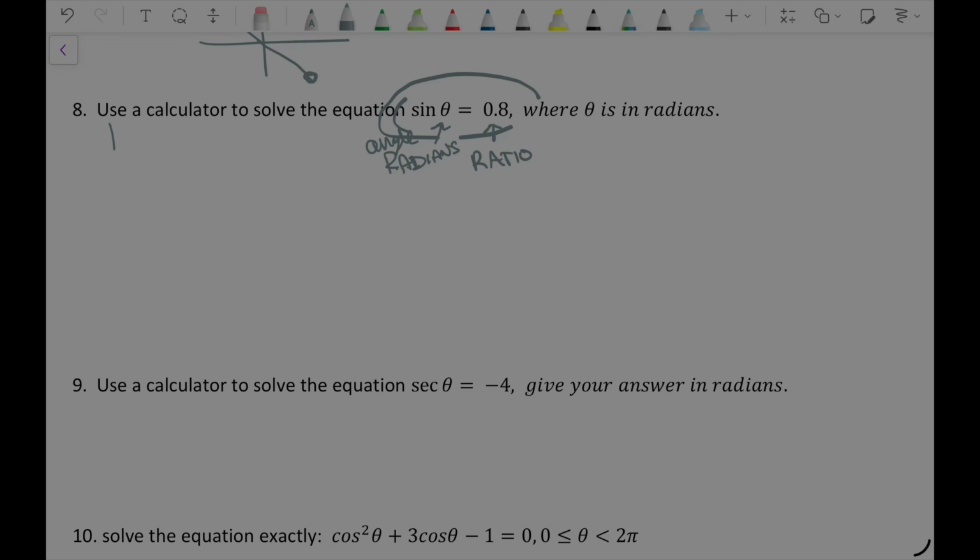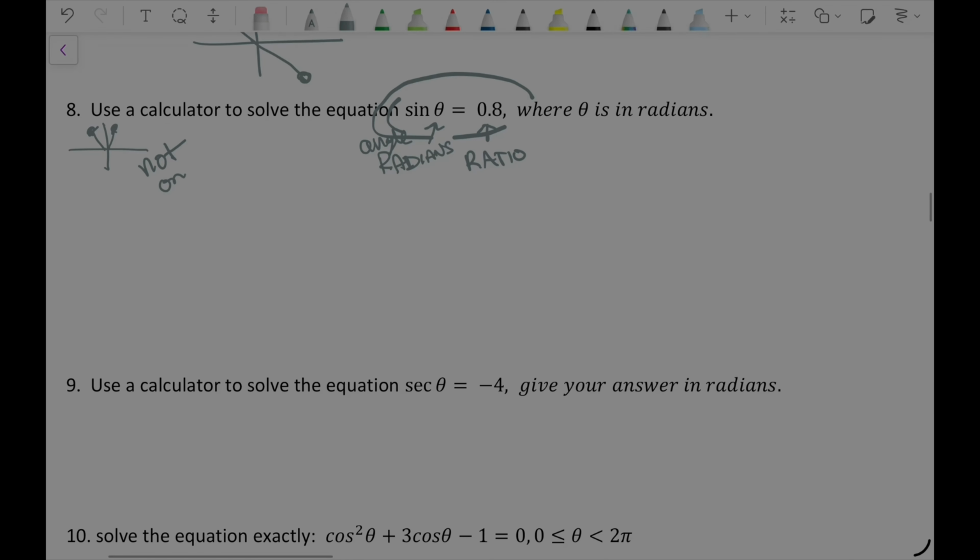When you're thinking about your unit circle, this is the ratio of 0.8, so it's not quite the 1, right? So the y values are not quite 1, positive. So it's going to be about here somewhere and about here somewhere. The issue is I don't have that on my unit circle. 0.8 for my y values is not on the unit circle. So I don't have it memorized.